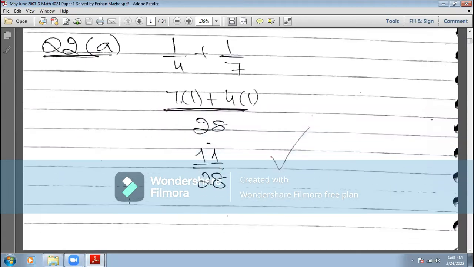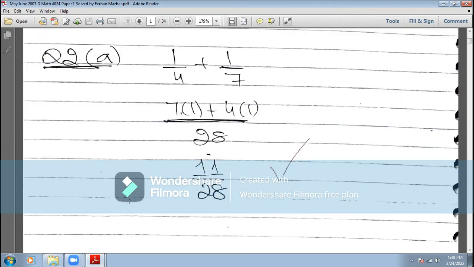1 by 4 plus 1 by 7, you will take the LCM. 4 and 7 are the denominators, so their LCM will be 28. Divide 28 by 4, the answer will be 7. That 7 will multiply with the numerator, 7 into 1. Again, 28, which is the LCM, divide it by the second denominator, you will get 4, and that 4 will multiply with the numerator. So you have 7 plus 4 divided by 28. 7 plus 4 is 11. So the final answer will be 11 by 28. I have already checked this answer with the marking scheme.